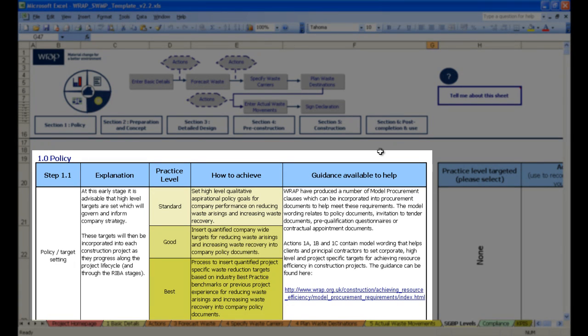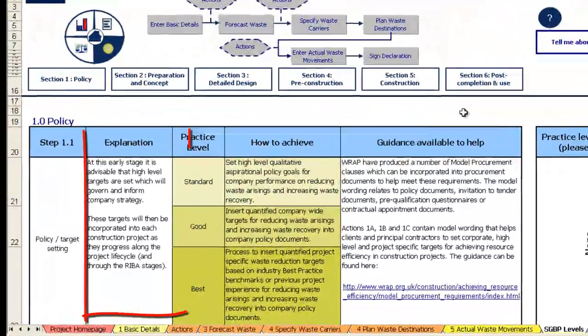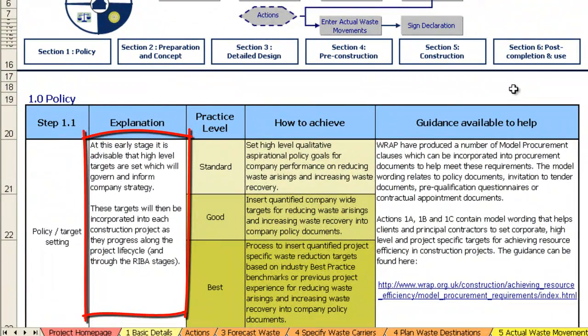So in this section we're looking at policy, and it tells you in the explanation box what you can do at this stage. It says at this early stage it's advisable that high level targets are set which can inform strategy. The targets will then be incorporated into each construction project as they progress along the project lifecycle.